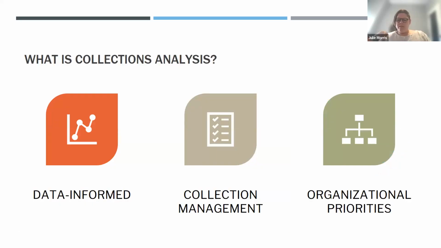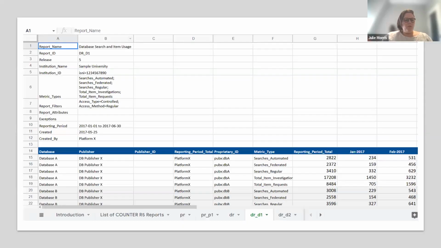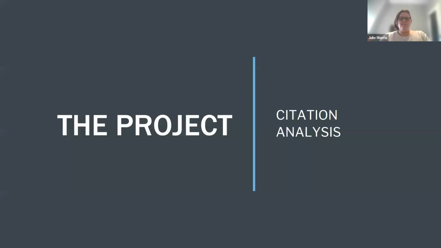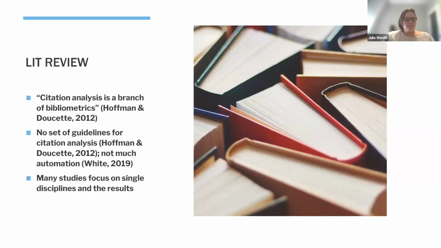So what is collections analysis? It's a way to analyze the strengths, engagement, and costs associated with the library's collection. It's used to help make strategic acquisition, renewal, and retention decisions. Usually we rely on what are called COUNTER reports, which are verified usage reports that provide standard metrics across different vendors so we can compare them. One of the limitations with COUNTER reports is that we don't know who's actually using the resources or to what extent. So now I'll talk about the project that I undertook in citation analysis.